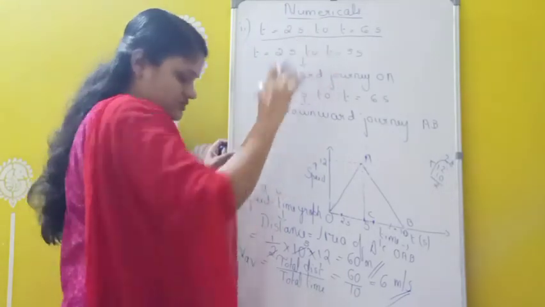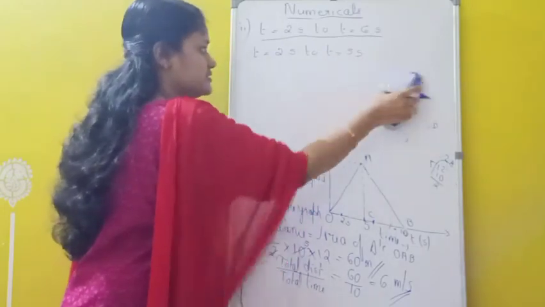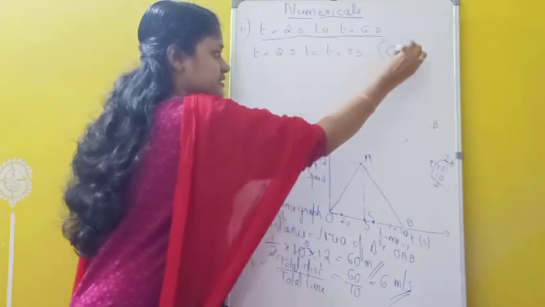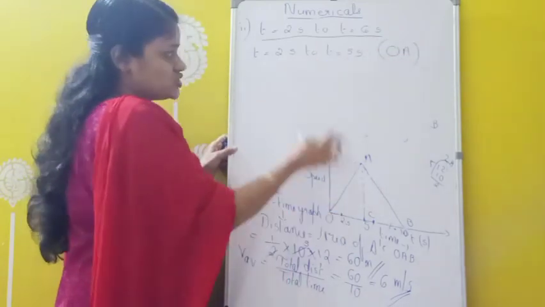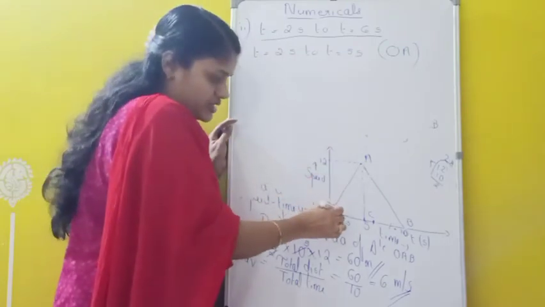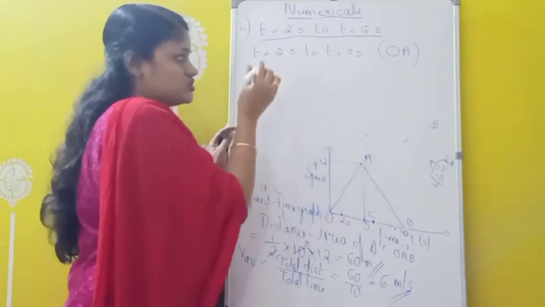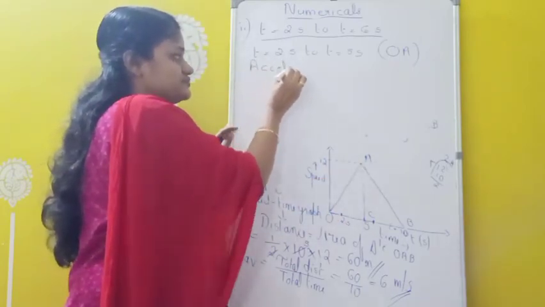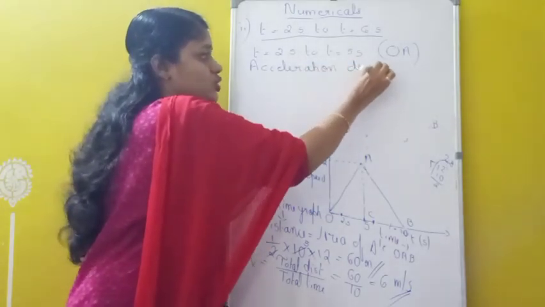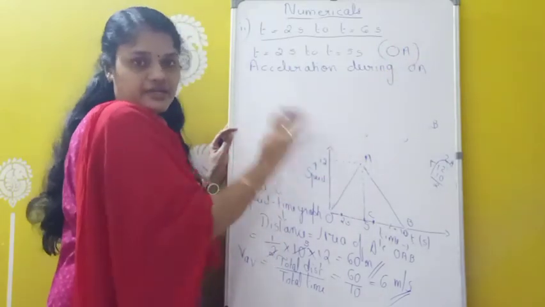First, I am taking the upward journey, that is OA. In that, for t equals 2 seconds to t equals 5 seconds, we have to find the distance covered. For that, first of all I am finding the acceleration of this particle during the upward journey OA.